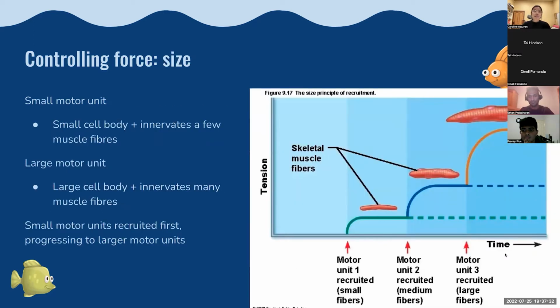So another way of controlling the force, if not by increasing the rate or increasing the frequency, is by increasing the size. So if you have something more powerful, you'd need larger motor units. And if you need something that requires less energy, a smaller motor unit. So with a smaller motor unit, you've got smaller cell bodies and innervating fewer muscle fibers. With a large motor unit, you've got large cell body innervating many muscle fibers. And small motor units are recruited first. So here, if the x-axis is time, you're recruiting small units first, and then eventually over time you increase more motor units.